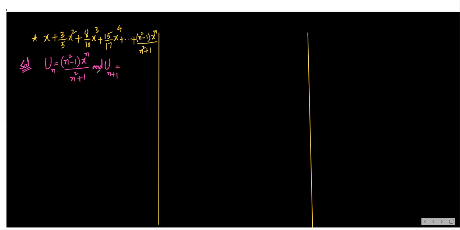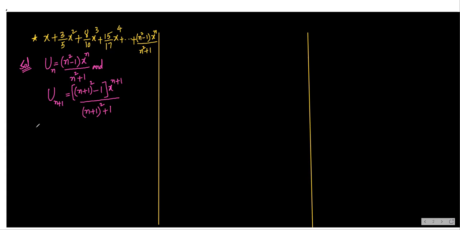Un plus 1 is equal to, wherever n is there, we write it as n plus 1. It's a square, so we write (n plus 1) square minus 1, bracket close, and x power n plus 1, divided by n plus 1 whole square, plus 1.